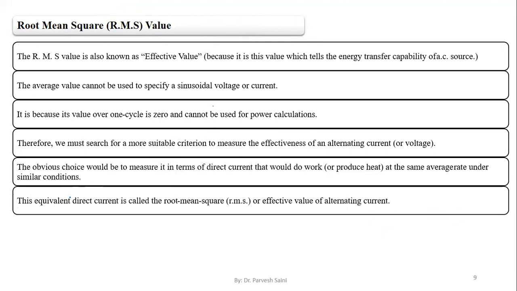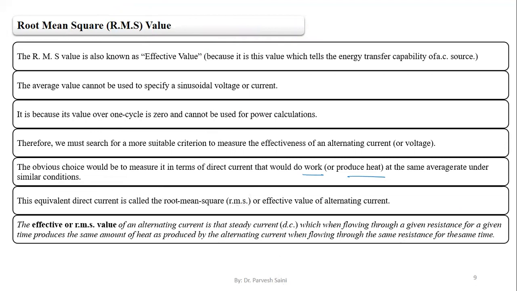This is always understood in terms of the heat produced, or the work done, by the alternating signal. This can be understood with the help of a diagram. We'll come to that diagram in the next slide. So let us see what an effective value or RMS value says. It says that the steady current, meaning the DC current, which when flowing through a given resistance for a given time produces the same amount of heat as produced by the alternating current when flowing through the same resistance for the same time.